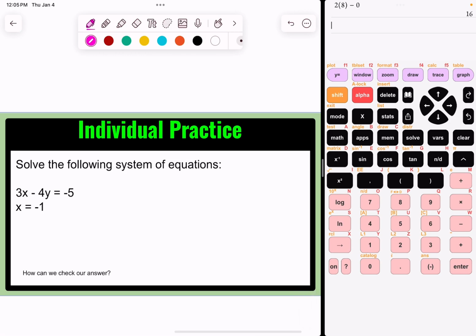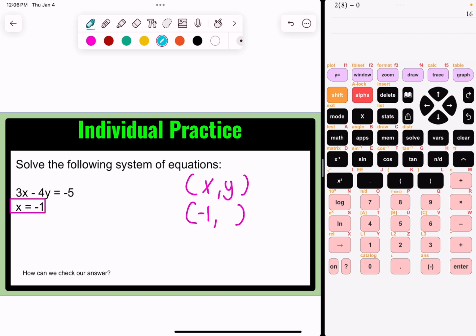Solve the following system of equations. So we are told that x equals negative 1. This is golden. Usually we're not told that. But remember, we're going to write our answer as (x, y), and we already know that x is negative 1, so we need to find y. Please pause the video and try this on your own. This should be individual practice.